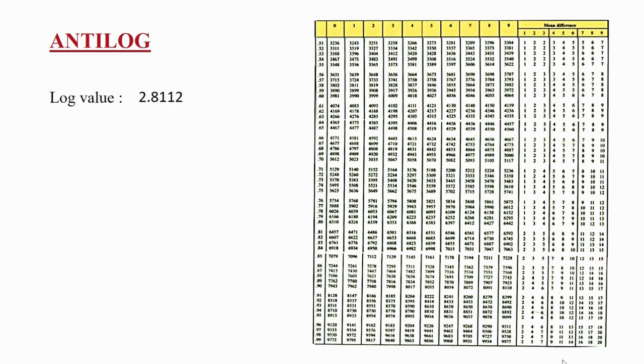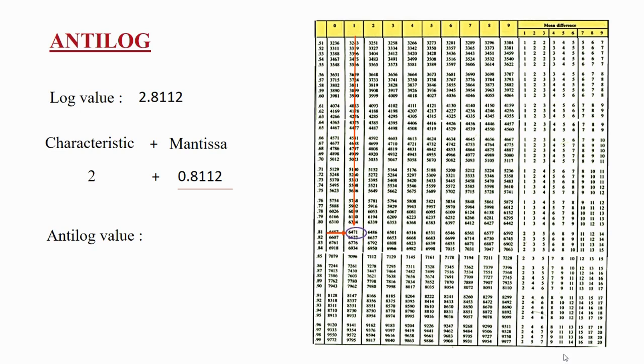Log value 2.8112. We know, students, 2 is the characteristic of the log value, and the mantissa value is 0.8112. Now let's find out its antilog value. To find the antilog value, we have to consider only the mantissa part. Now observe 0.81 in the very first column. Along the 81 row, observe the value under the first column. In that value, add the mean difference of the second column along the same 81 row. So you have a value as 0.6474.